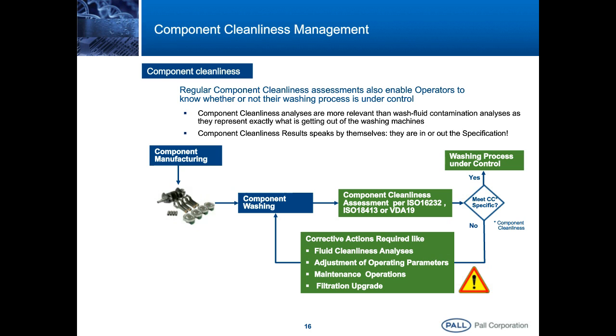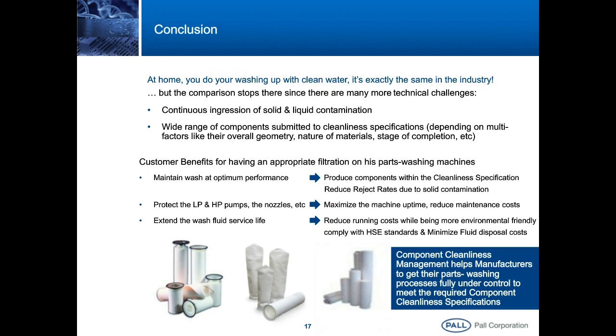In conclusion, I would say that part washing is a question of good sense. Take a simple example in our everyday lives. At home, you use clean water to do the dishes after dinner. In the industry, this is exactly the same for parts and components, except the fact that the operating environment is by far much more complex and challenging. Every single component adds contaminants to the wash system. Appropriate filtration solution installed on washing machines will enable you to produce components within the cleanness specification, reduce reject rates, maximize the machine uptime and reduce the maintenance costs, and minimize fluid disposal costs.